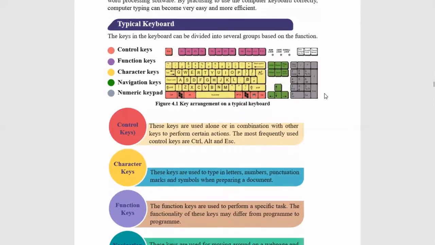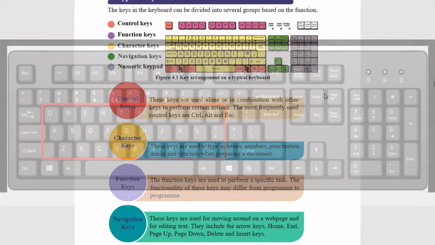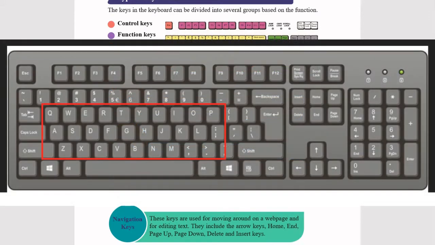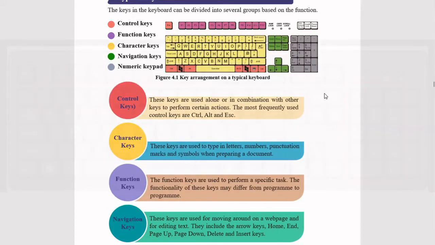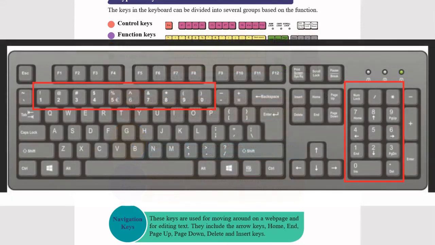Then comes the character keys, right? It is basically all the letters, the yellow color keys, right? Color combinations also you can see. So it's about letter keys, right? And numbers are there, and then you have different kinds of punctuation marks and special symbols. All these things we call character keys.